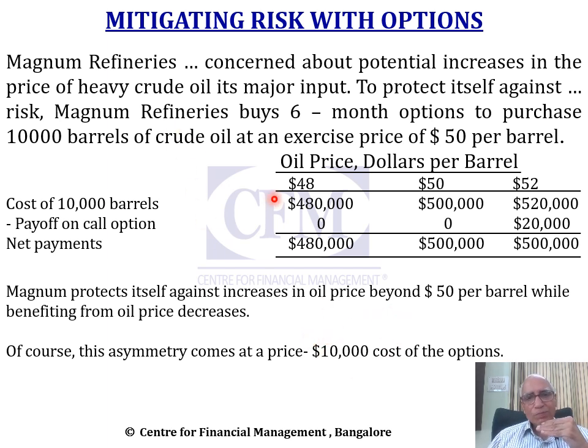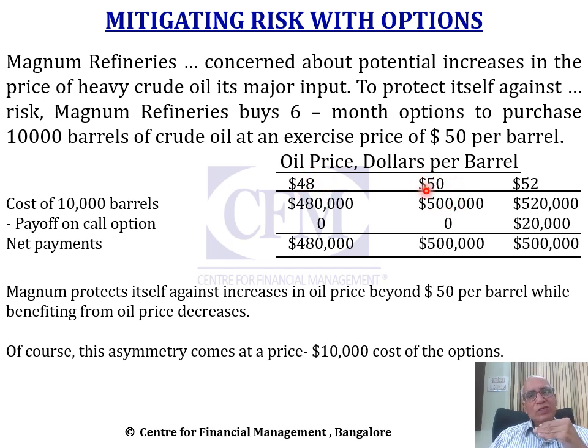Let us look at the payoff from this option contract for different levels of oil price 6 months hence. If the oil price 6 months hence is $48, the option is worthless because no one would exercise an option to buy at $50 when the prevailing price is $48.